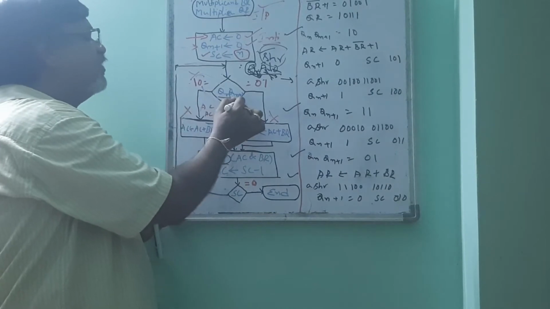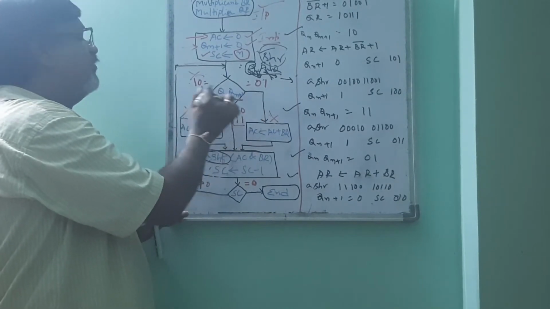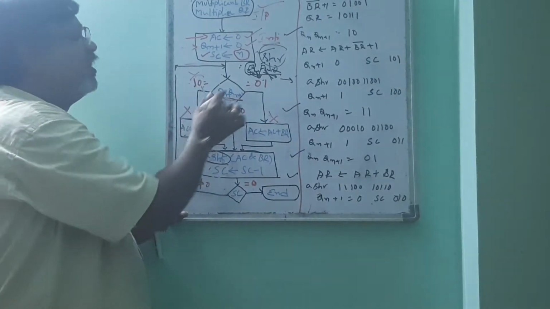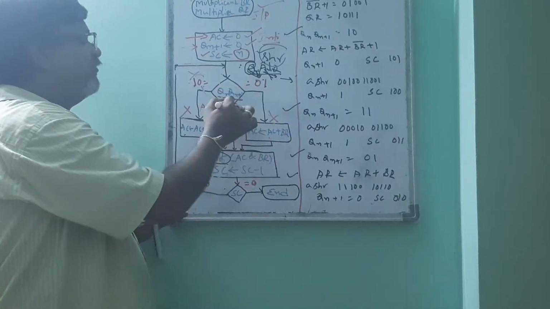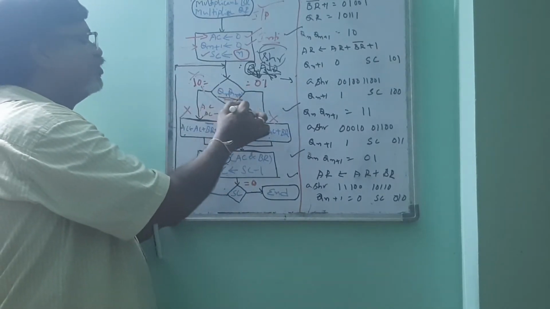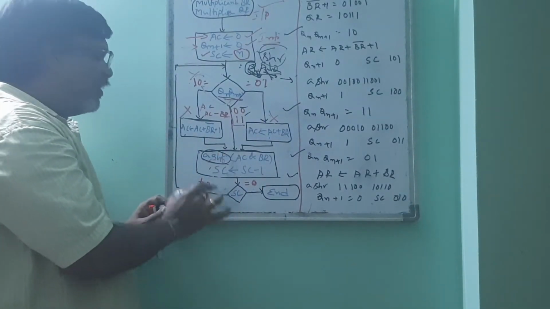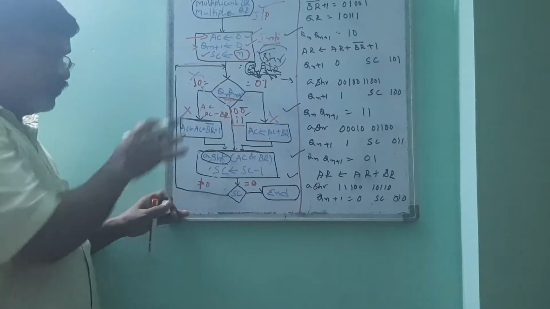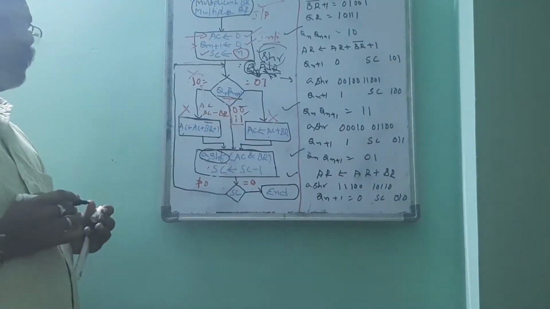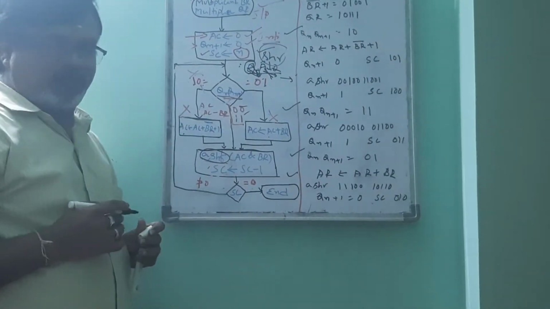Again we check the values of Qn and Qn plus 1. If it is 1, 0, do subtraction. If it is 0, 1, do addition. If it is 0, 0 or 1, 1, then simply shift the values of AC and BR, and then SC will be decremented. So this is the flowchart explanation of the Booth multiplication algorithm.